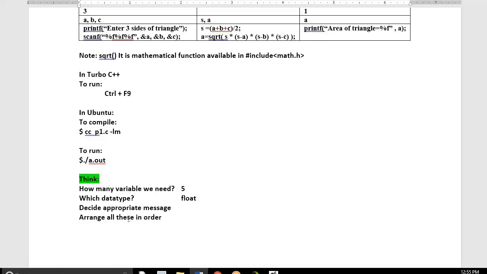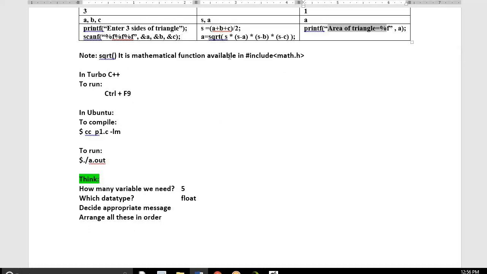Next, you need to decide about the appropriate messages, like enter 3 sides of triangle, area of triangle. You are the developer. You only decide. Don't imitate like a teacher. Enter 3 sides of triangle. It is decided by me. Area of triangle equals to. It is decided by me. Instead of these messages, you can use other messages whichever you feel comfort, so that you can provide user-friendly software to the customers.